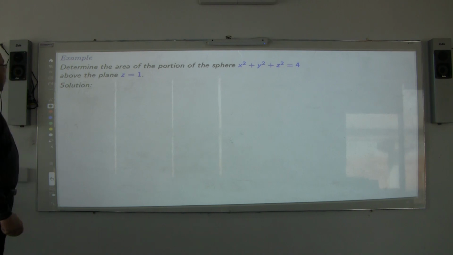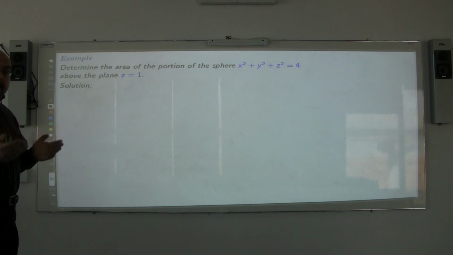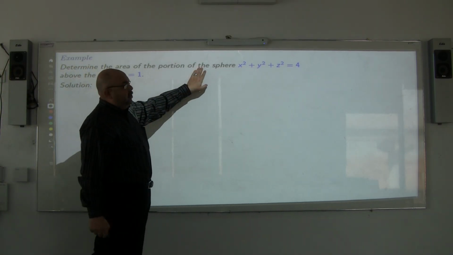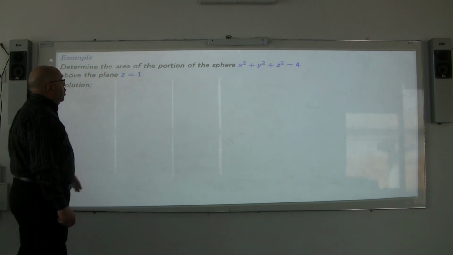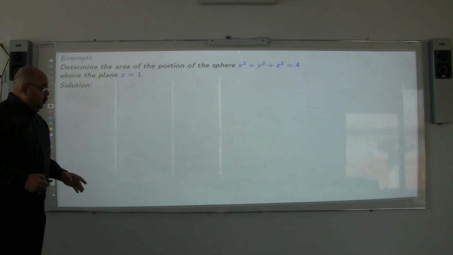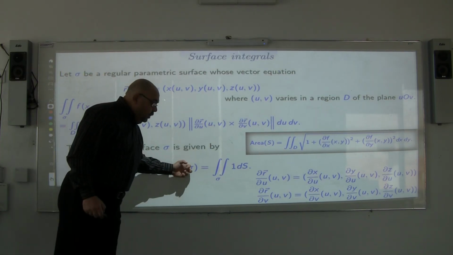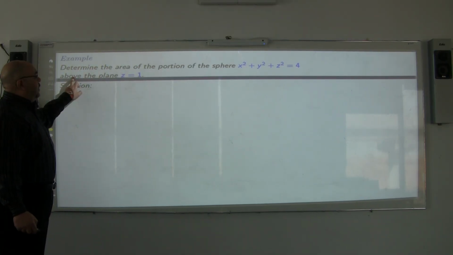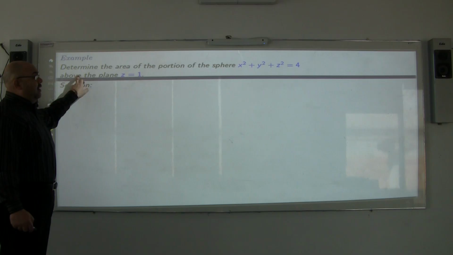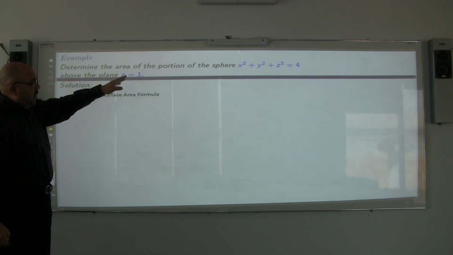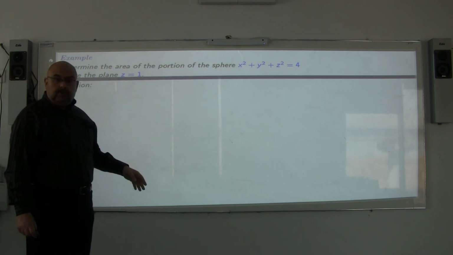As I told you, we indeed need just an example to wrap up all of this information. Determine the area of the portion of the sphere. So I need to determine the area of a portion of a sphere. Area means that the integrand will be equal to 1, as we saw in this relation. Let's do it together. Okay, and it is above the plane z equal to 1. Since it is above this plane, I will need to evaluate the hemisphere x squared plus y squared plus z squared equal to 4.